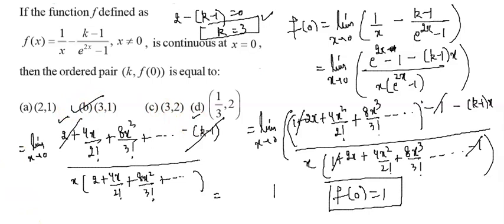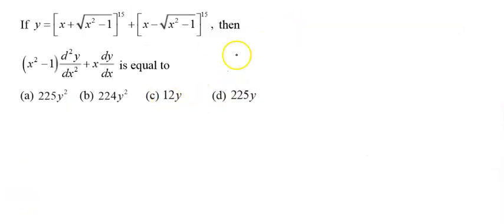Okay, I hope this is clear. Let's move on to the next question. The next question is we need to find the value of the given expression where y is given as x plus root x square minus 1 whole to the power 15 plus x minus root x square minus 1 whole to the power 15.